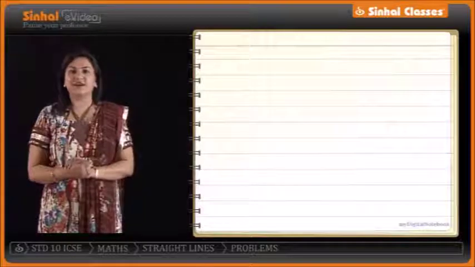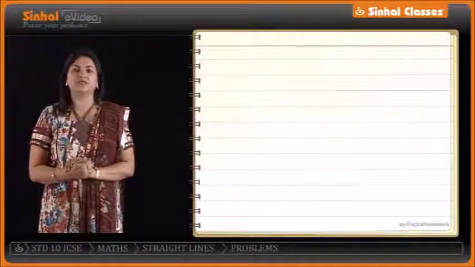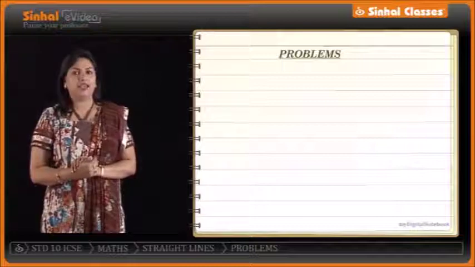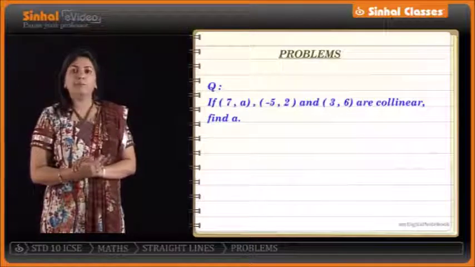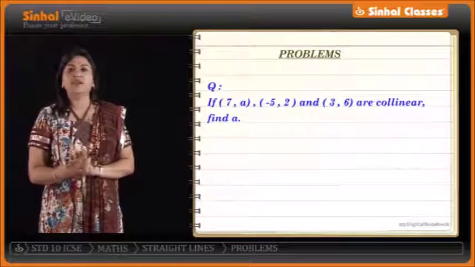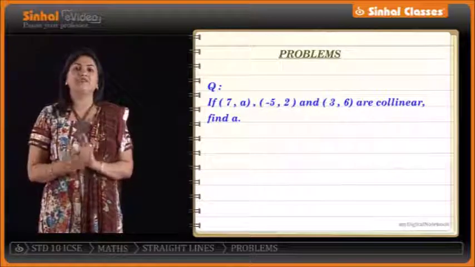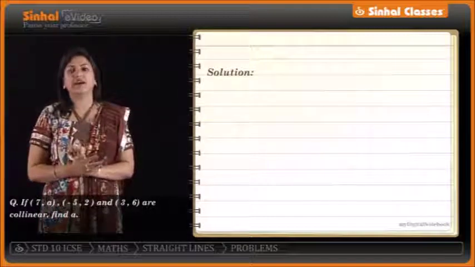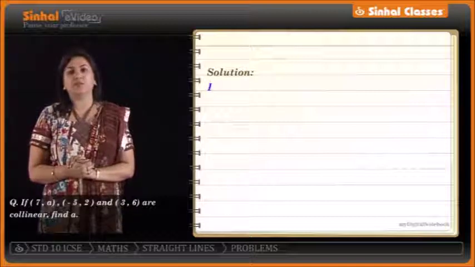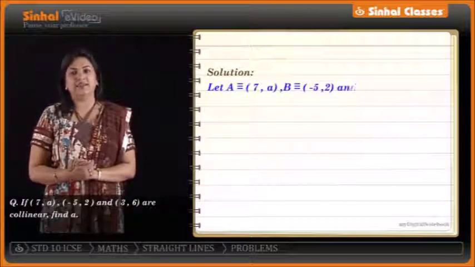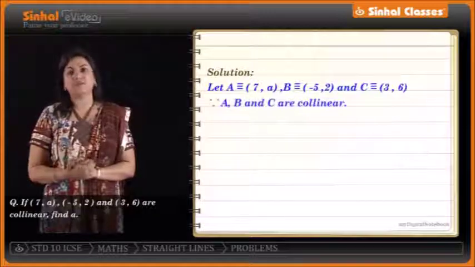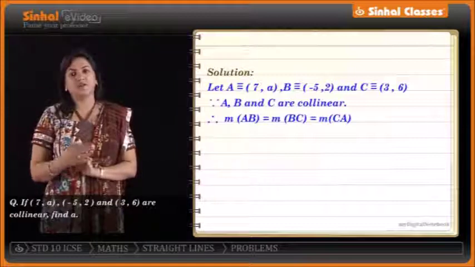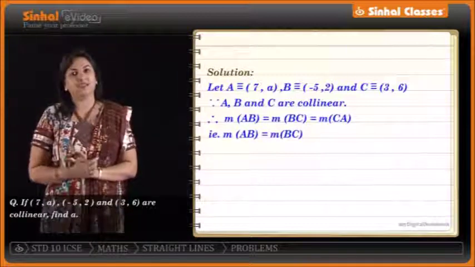Now keeping all this in our mind, let's start with the problems based on this topic. We start with the simpler ones. The first one: if (7, a), (-5, 2) and (3, 6) are collinear, find a. Here we are given 3 points and told they are collinear. Let us name these 3 points A, B and C. Now we know that if 3 points are collinear, then their slopes are equal. So we have slope of AB is equal to slope of BC.